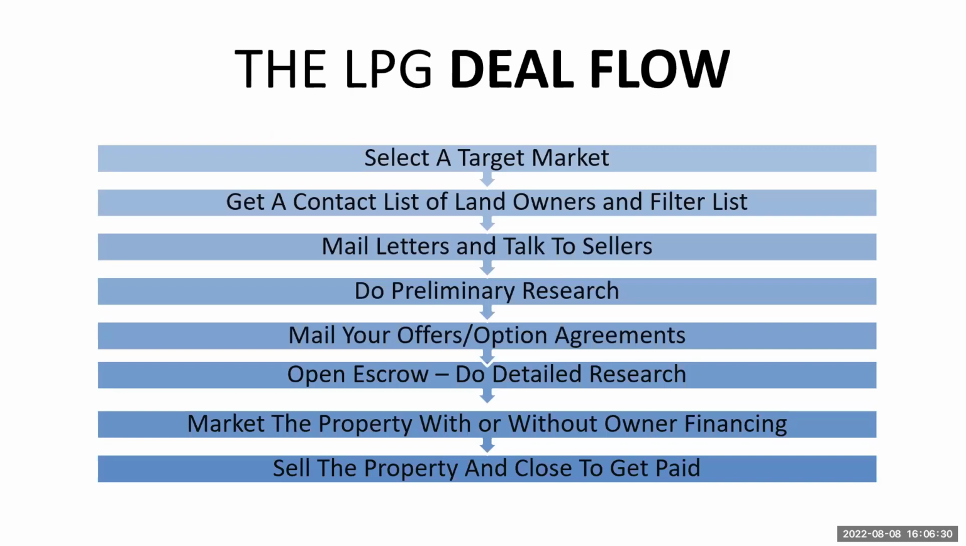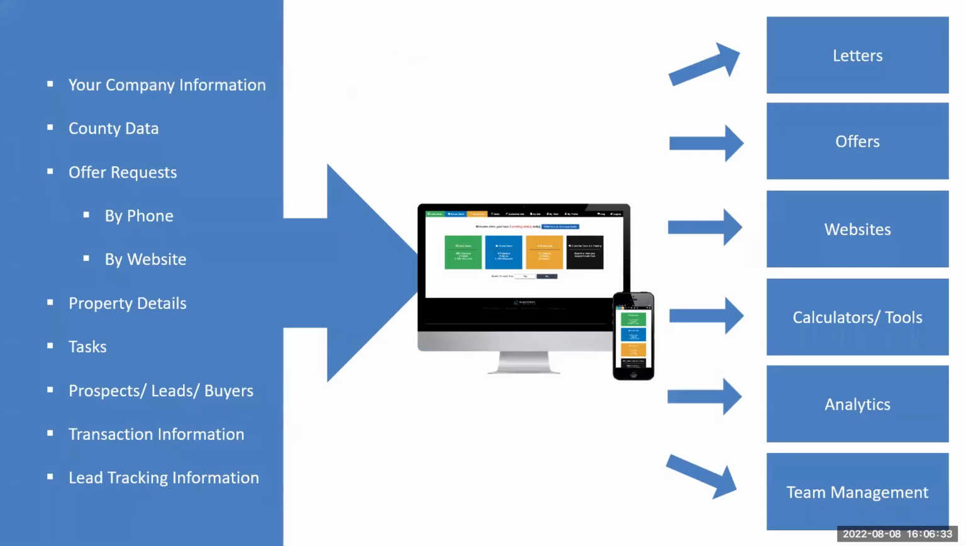All right. So the next slide is going to be inside Investment Dominator, on the left you will input all of this data. So you will input your company information, the county data, the offer request, which you will receive by phone, by website, and also by email, actually. And then you will have property details, the tasks, the prospects, the leads, the buyers, the transaction information, the lead tracking information. All of this data will be entered into the system.